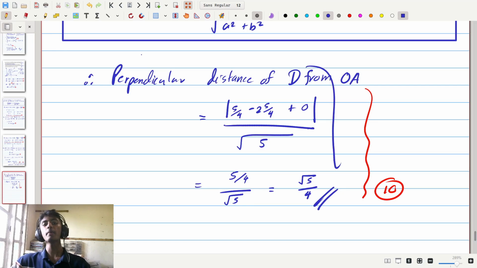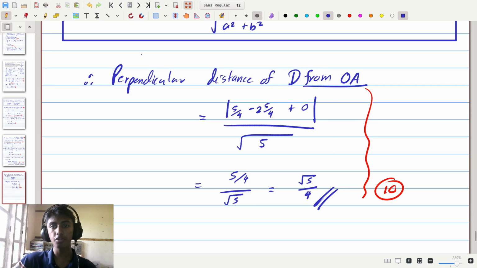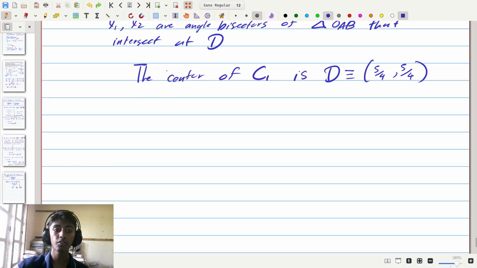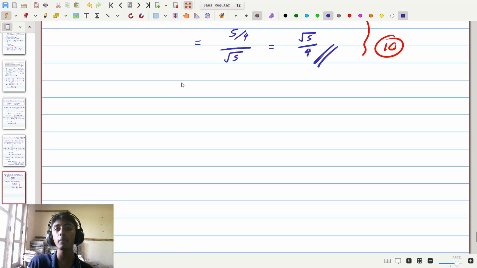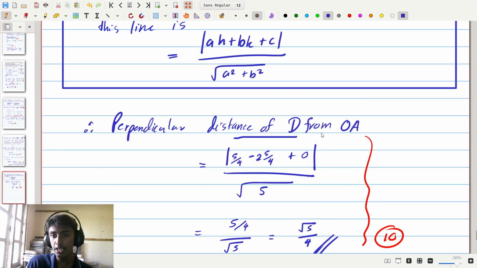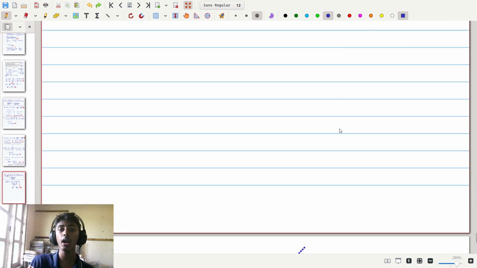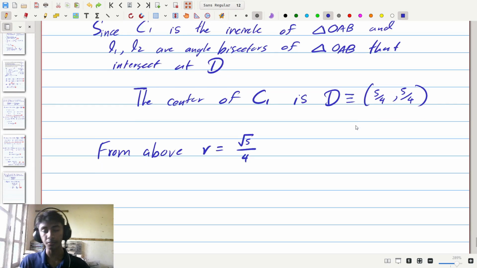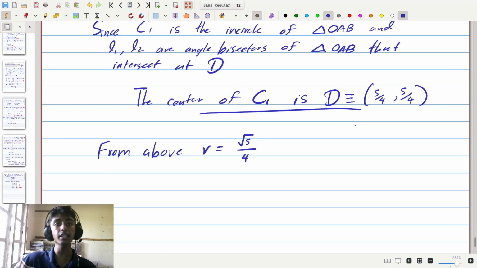Anyway, the perpendicular distance of the point D from the line OA is equal to the square root of 5 over 4. This means that the radius of the circle, from above, R, is equal to square root of 5 over 4, or the radius of the circle is equal to the perpendicular distance of the point D from the line OA. So now with that we have both the center of the circle and the radius of the circle. Now this is sufficient for us to find the equation of the circle.